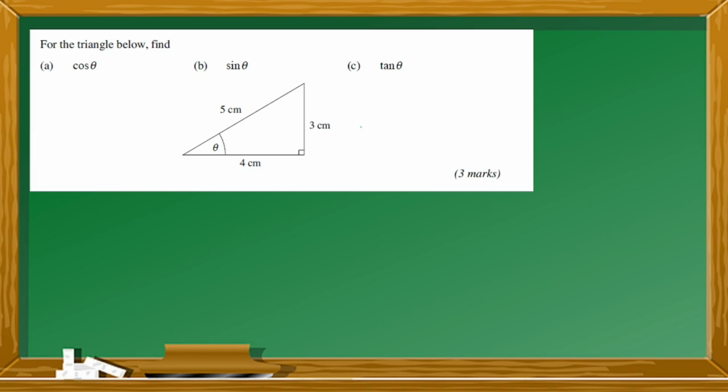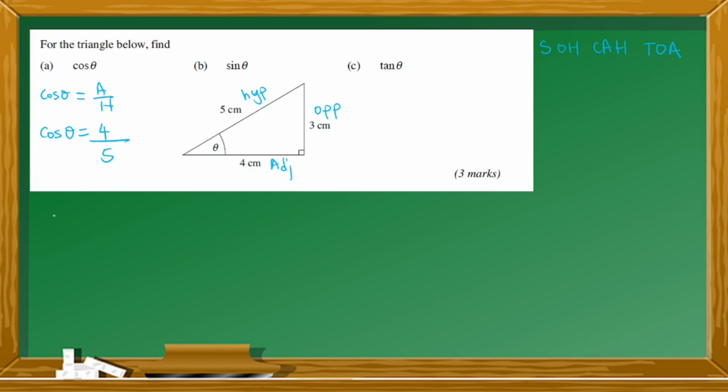For the triangle below, we're asked to find cos theta, sine theta, and tan theta. We know that cos theta is equal to adjacent over hypotenuse. So let's identify the sides. The longest side is the hypotenuse. The side that is next to the given angle, theta, is the adjacent side. And the side that is opposite to the angle is the opposite side. Now that we have identified the three sides, we can find cos theta. The adjacent side is 4 and the hypotenuse is 5, therefore cos theta is equal to 4 over 5.